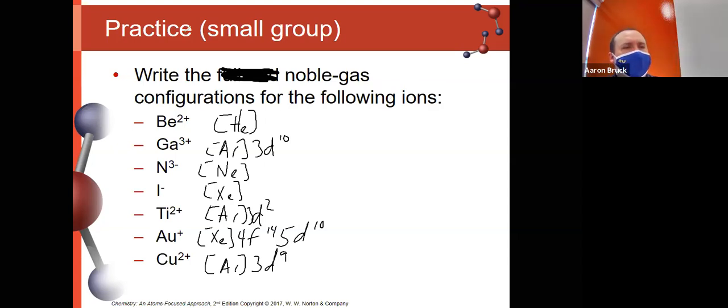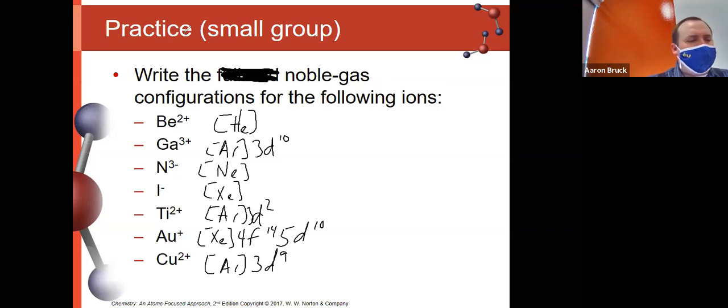All right, let's see how we did. So the big key here is that we have to dance around that d block whenever the d block is present and we are making cations, positively charged ions. We dance around that d block and we take everything around the d block first. Then we dig into the d block.